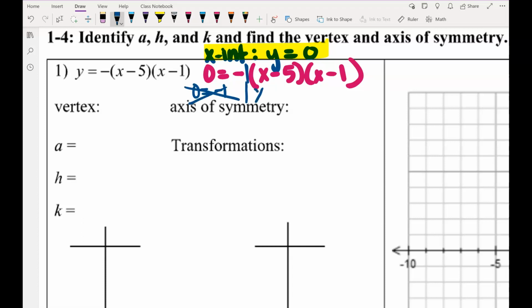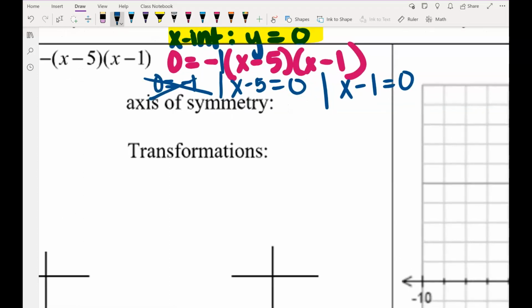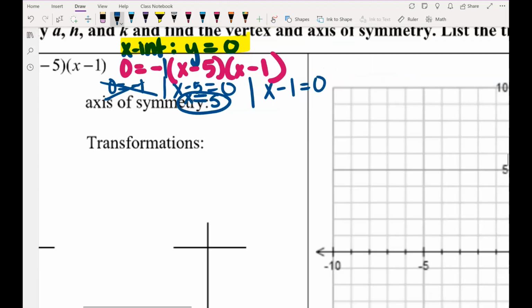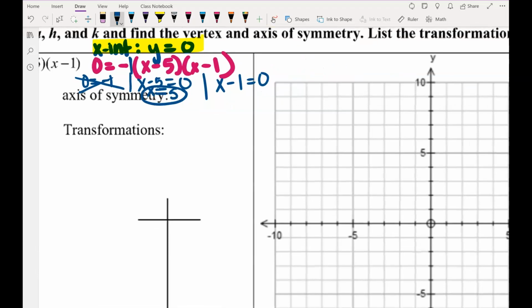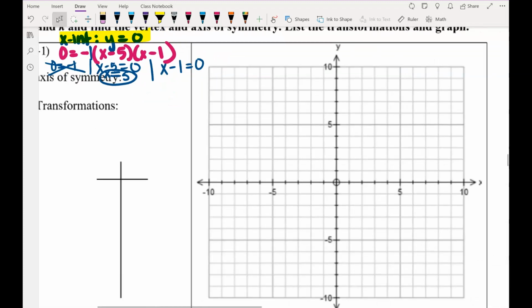In the middle factor, x minus 5 equals 0. Then the last factor, x minus 1 equals 0. Parker, how do we solve for x if we have x minus 5 equals 0? Good, add 5 to both sides. So our first x-intercept is at x equals what? 5. We are going to plot it. Should we plot x equals 5 on the x-axis or y-axis? The x, yeah, because it's an x-intercept.